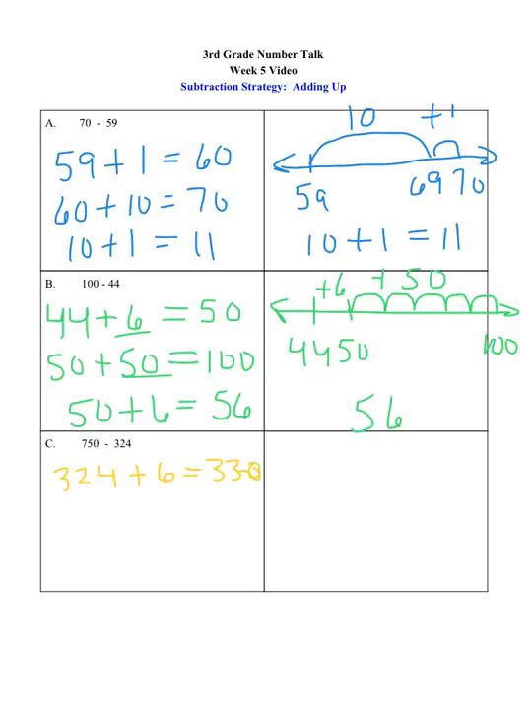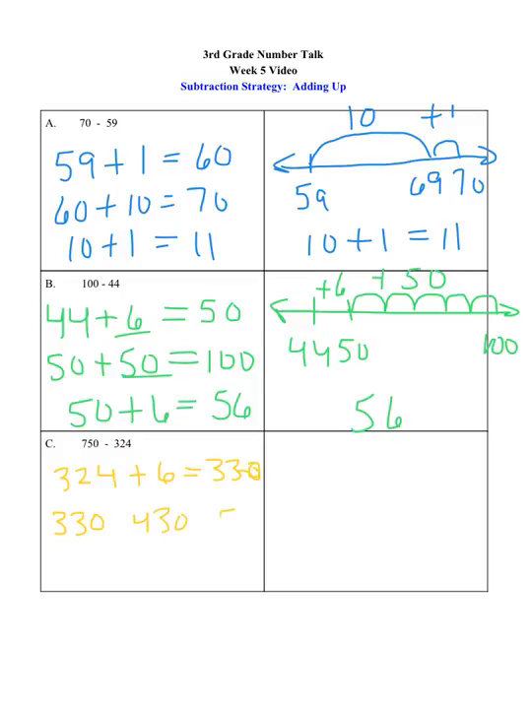But wait a second, I'm not in the tens place anymore. I'm actually in the hundreds place. Why don't I count by hundreds? So I could start at 330, and then I could add 100, which gets me to 430.